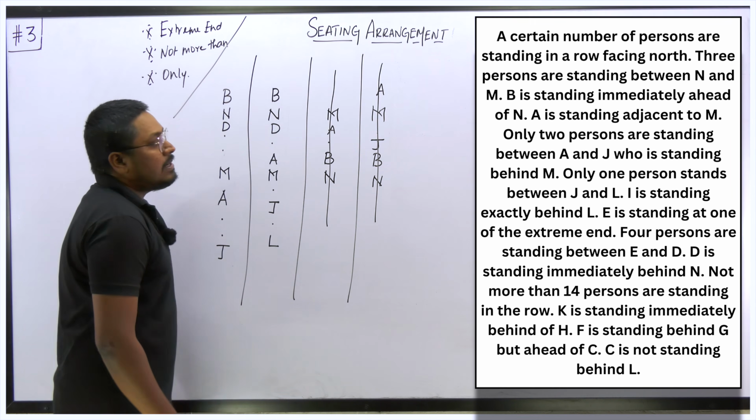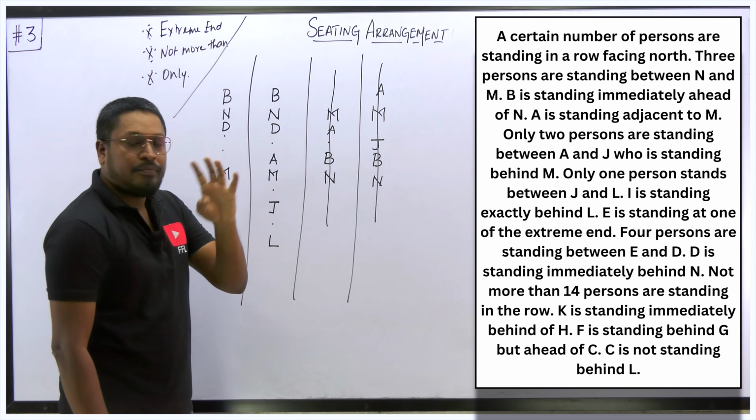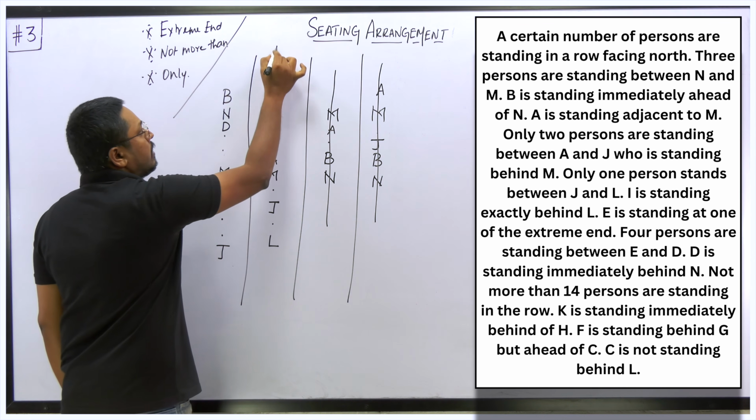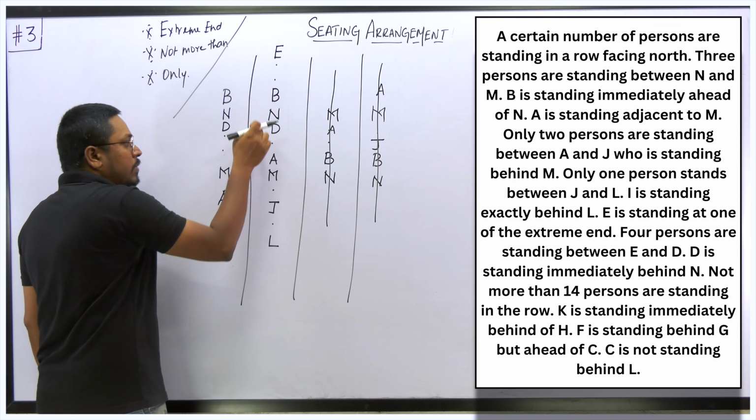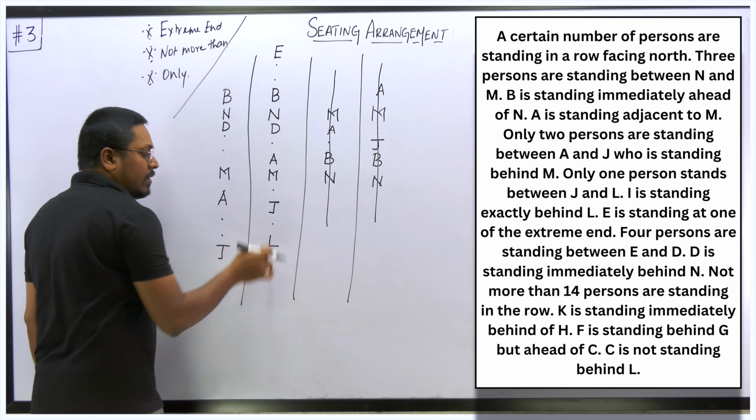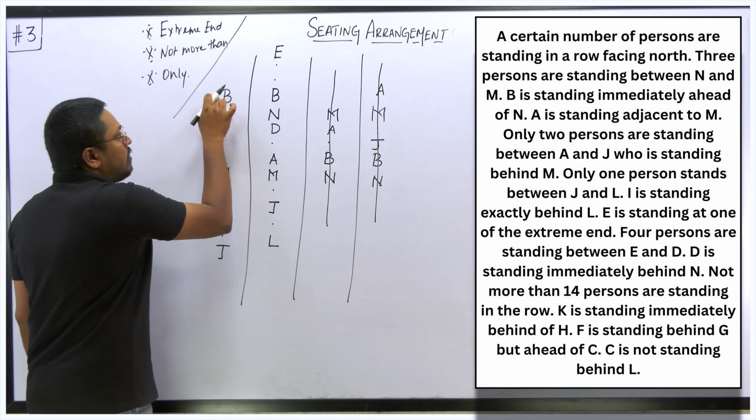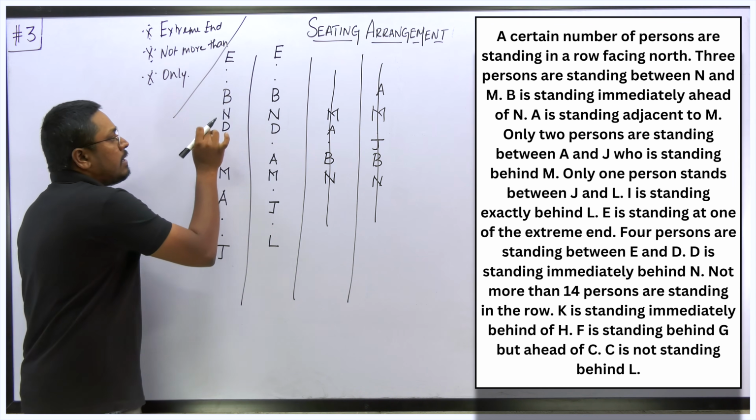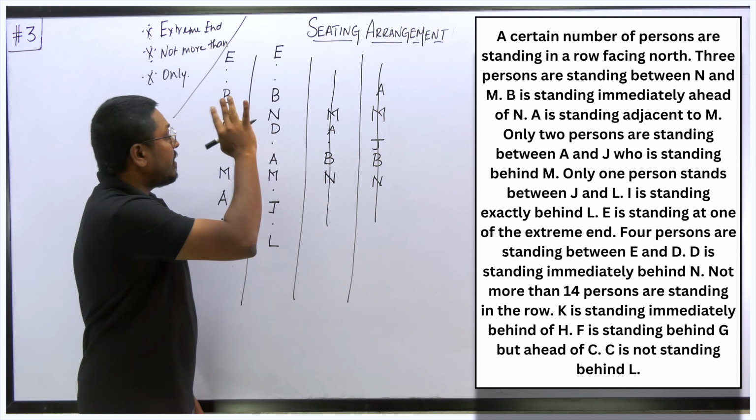So now what they are saying is E is standing at one of the extreme end. So between D and E, 4 persons are there. So 1, 2, 3 and 4. This must be E. Because between E and D there is a gap of 4. You can't draw E here. Why? Because E will be at one of the extreme end, either this side or this side. But we have fixed that E should be at the top. So similarly 1, 2, 3 and 4, this must be E. So only then we can say that between D and E there is a gap of 4 persons, and the person E is at one of the extreme end.